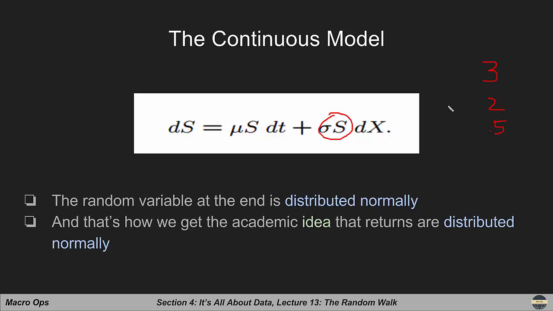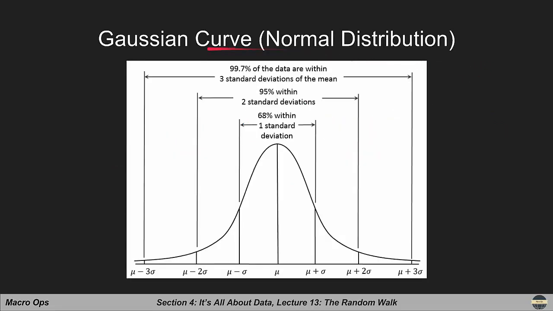But when we really look at the data, we see that the model underestimates the amount of large numbers coming out of this dx. And we're going to show you guys that here in a few seconds with some pictures. So here's the Gaussian curve. This is what it looks like, and it says 99.7% of the data are within 3 standard deviations of the mean. So that's why we don't see 4s, 5s, 6s coming out of that dx Wiener process term, is because they're supposed to be extremely rare.